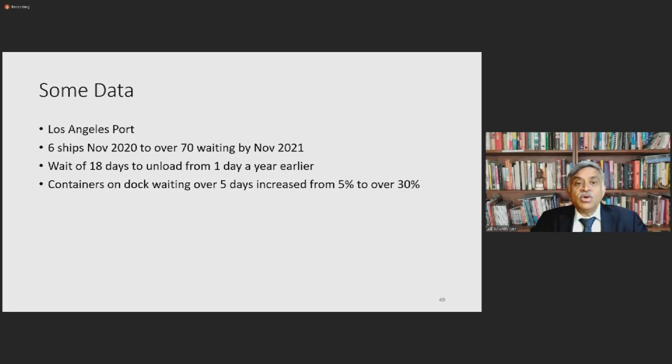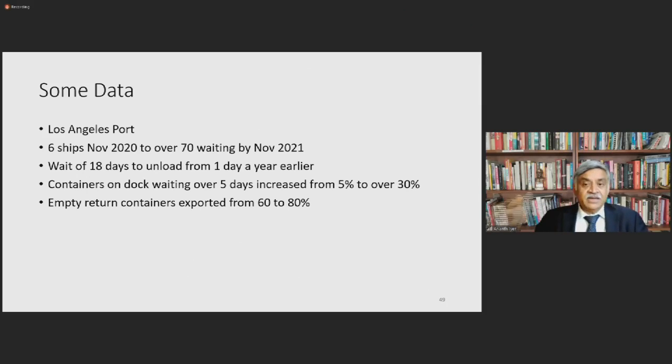The containers on the dock waiting to be dispatched, that is, waiting to be picked up by trailers and moved to other parts of the country, went from 5% to 30%. So there's a greater delay. And notice that this combination means that the dock is going to run out of space, because all these containers are taking longer to get moved out. Then the empty containers exported went from 60 to 80%. This means that exports get delayed because they don't have containers to go out on.